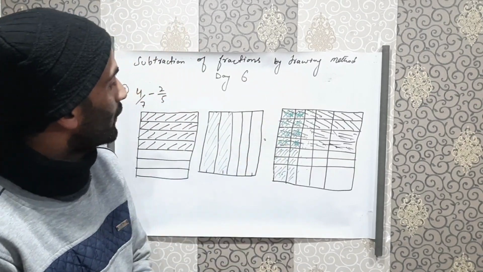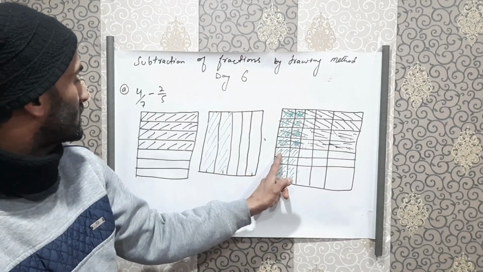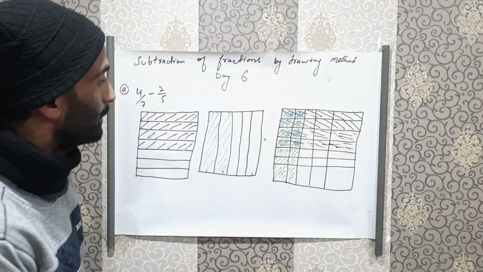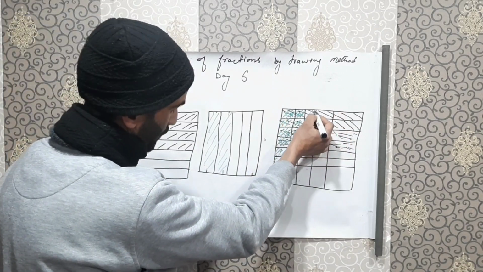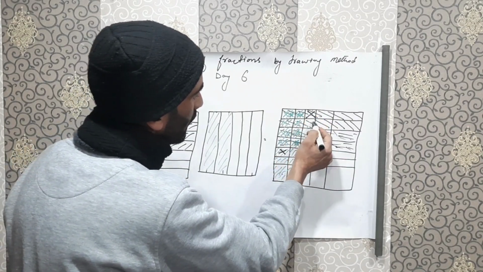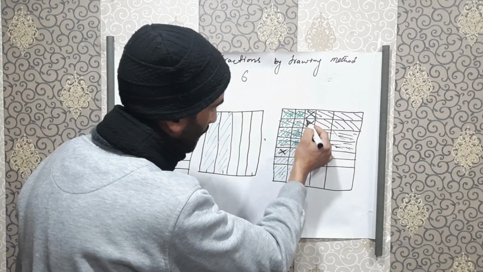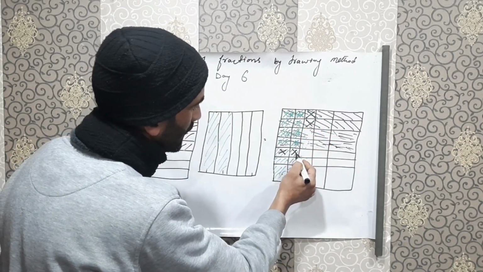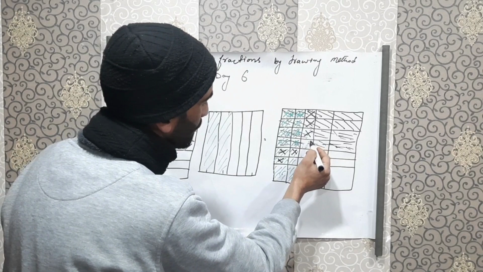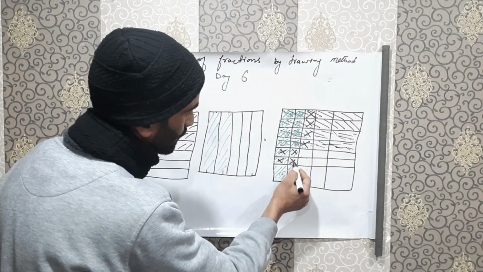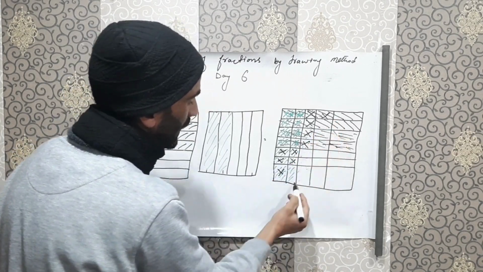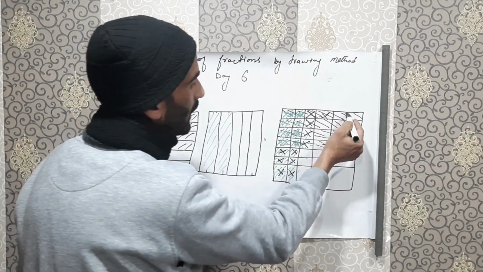Now what will we do? Now we are going to cancel one from this shading and one from this shading. One from this fraction, one from this fraction. You can see one from the black shades and another from the green shade. Now here one from black, one from green. Here one from green, one from black. Here we have to cancel one from green, one from black. Here also we have to cancel one from green, one from black.